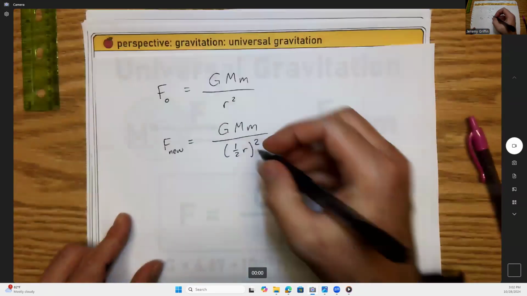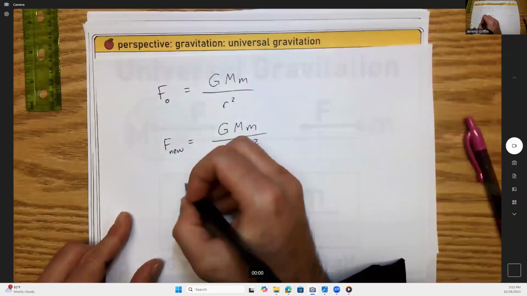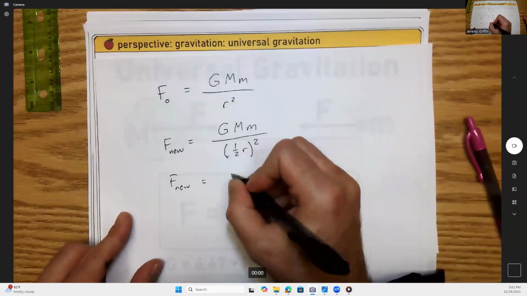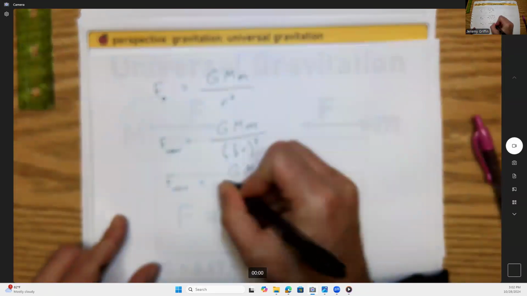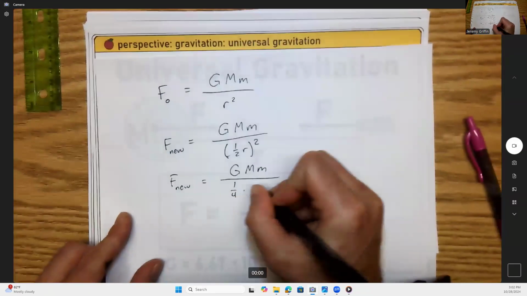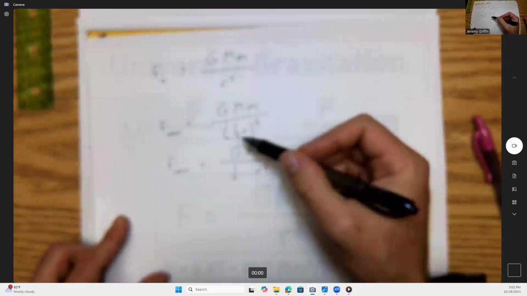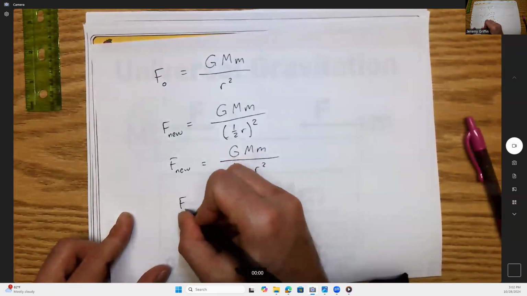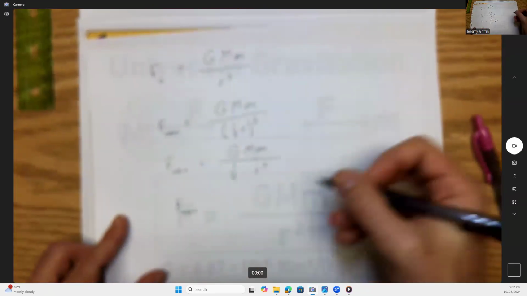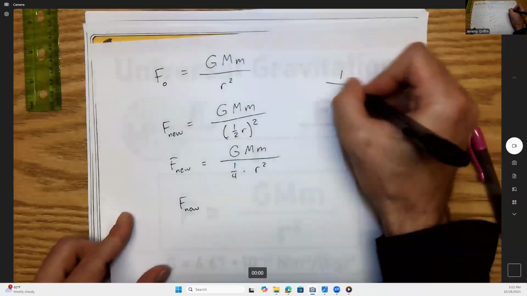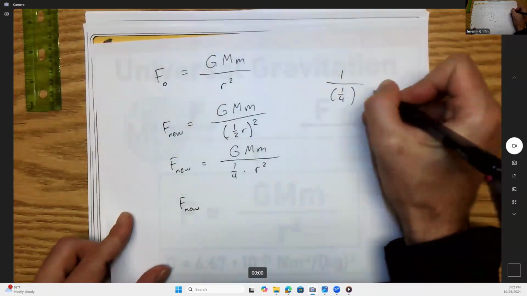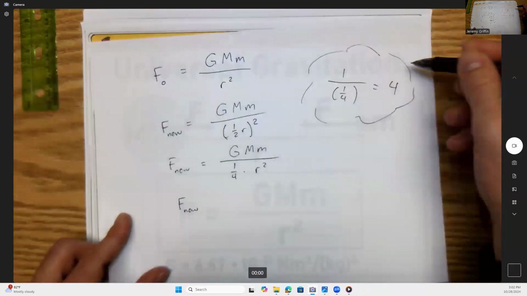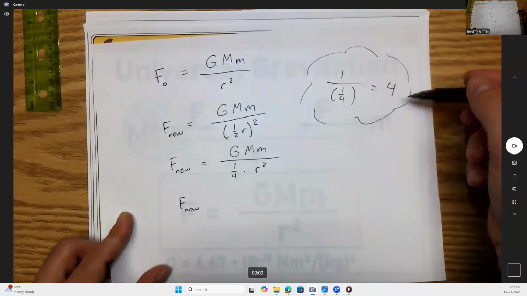So far, all good? So F new equals, well, 1/2 squared. So I've got GMm up here, and a quarter down here of r squared. Guys, what is 1 divided by a quarter? What is that? 4. Put a little thought cloud right here. 1 divided by a quarter is 4.